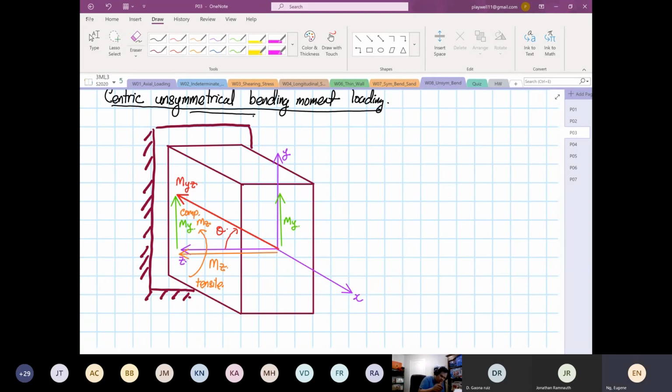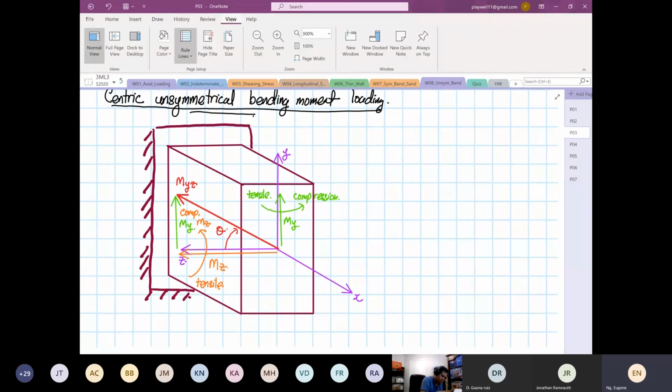On MY, right hand rule again, you have this, right? So on MY, over here will be compression. And over here will be tensile. Nothing changes. Okay, nothing changes. Our analysis is still the same. Only now you have two components. So in that case, they call it unsymmetrical. And I'm going to prove to you why unsymmetrical.